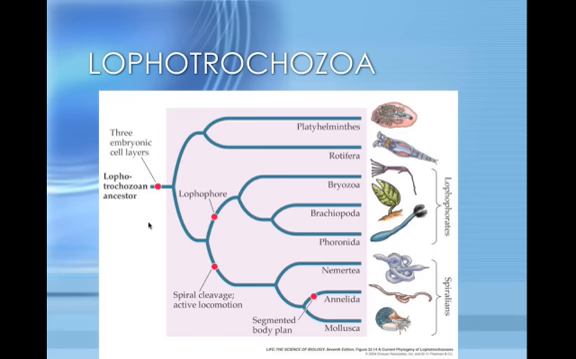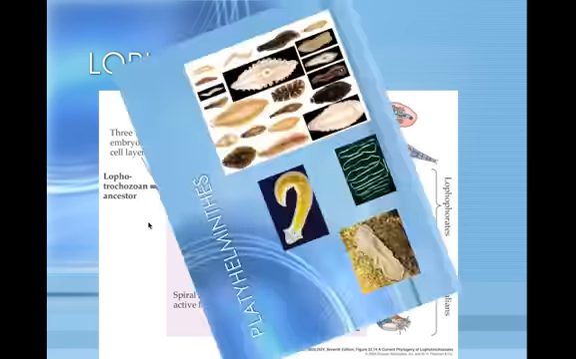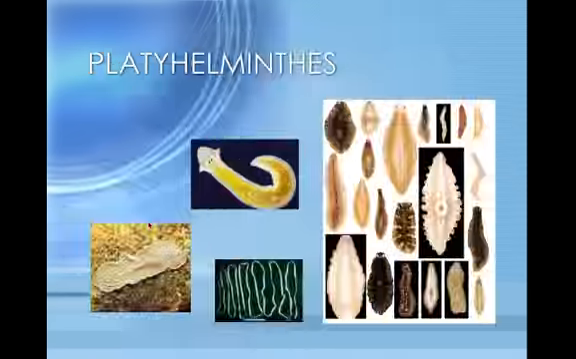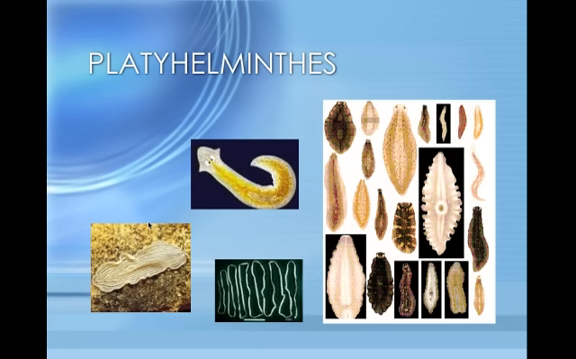And the first phylum that falls into this group is Platyhelminthes. These are flatworms. There are 20,000 species. They can be marine or saltwater, freshwater, or terrestrial. So they basically live in all types of environments. Some are free living and some are parasitic. They can be microscopic or they can be 20 meters long, which is over 60 feet.